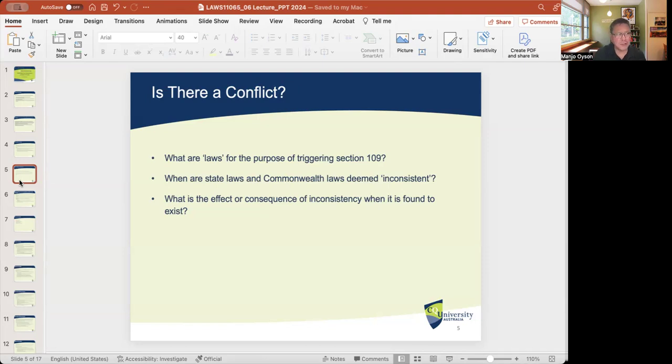Is there a way, for example, and this is what we're going to see, by which an individual upon whom certain duties are imposed may actually be able to comply with both a Commonwealth law and the state law, even if there appears to be some level of inconsistency between these two laws? So that's what we're going to be looking at. When is there an inconsistency? And assuming that there appears to be an inconsistency, what then happens? Does it mean that the state law gets invalidated? So these are the type of conflicts that we're looking at.